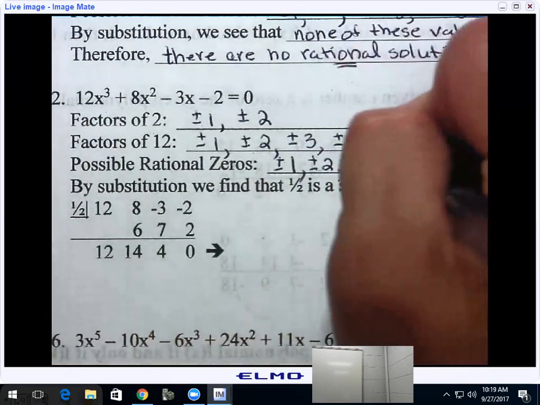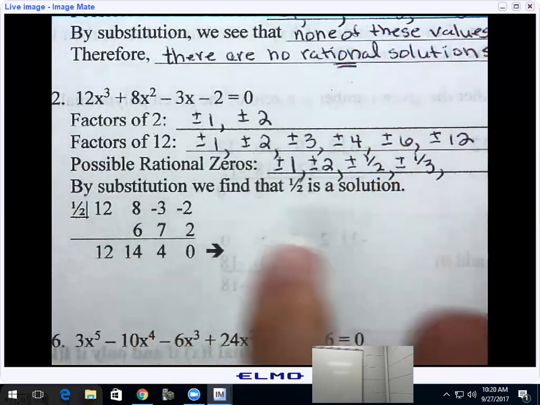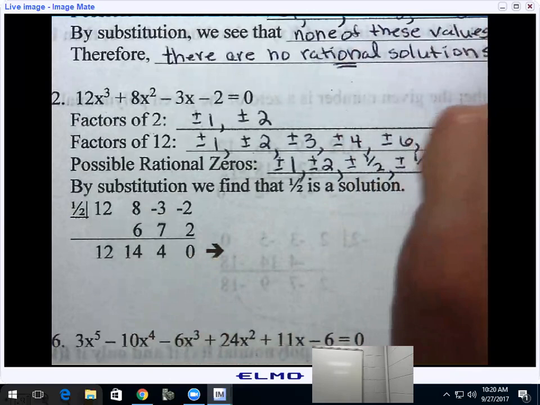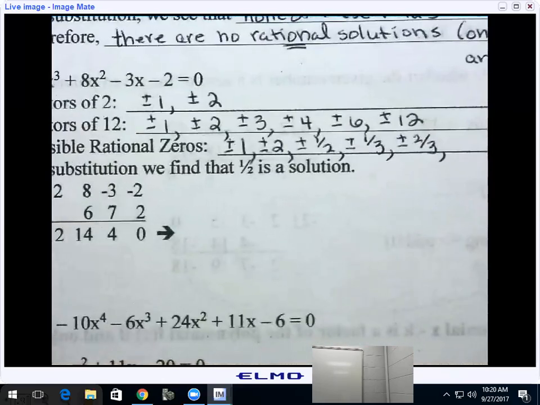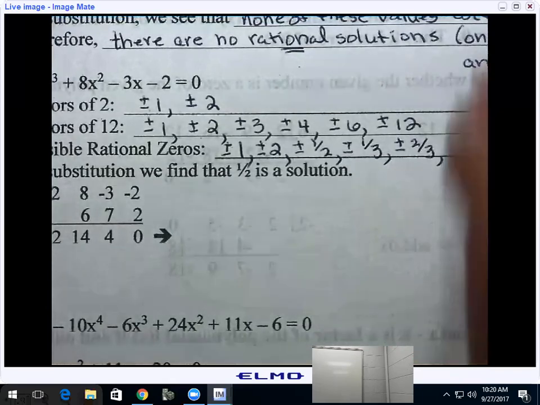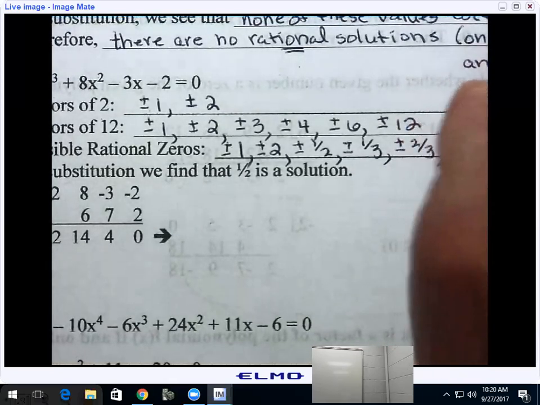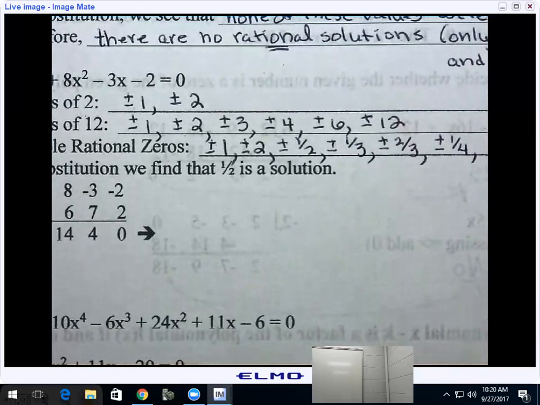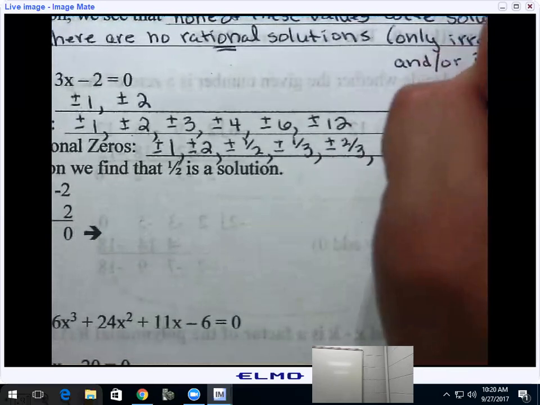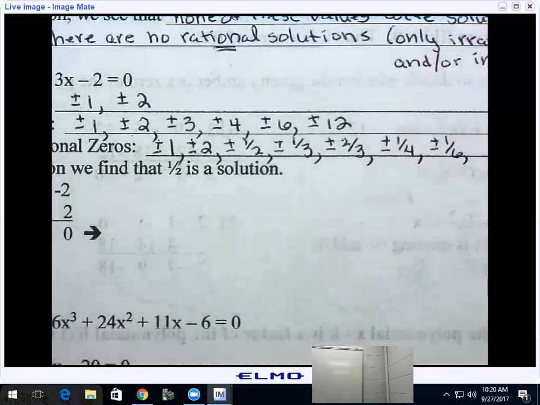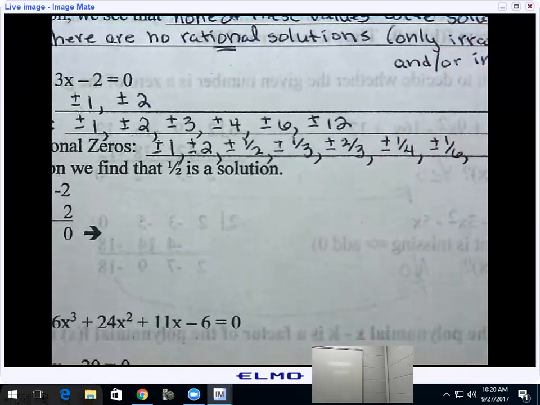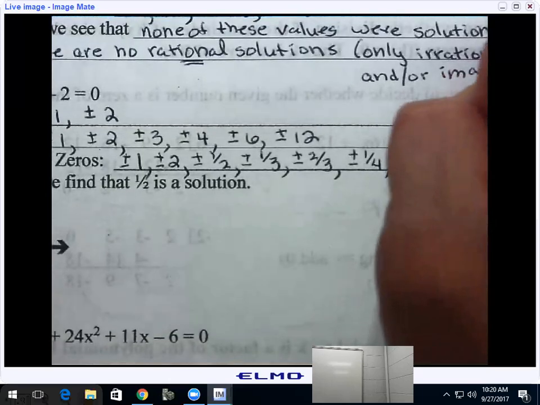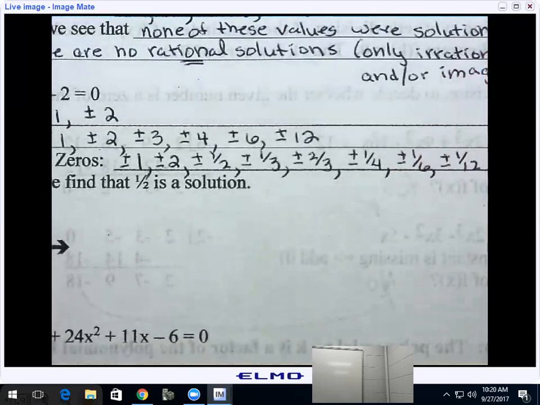1 over 3 is 1/3. 2 over 3 is 2/3. 1 over 4 is 1/4. 2 over 4 is a half, but I already have that one written down. 1 over 6 is 1/6. 2 over 6 is 1/3, but I already have that written down. 1 over 12 is 1/12. 2 over 12 is 1/6, but I already have that written down.